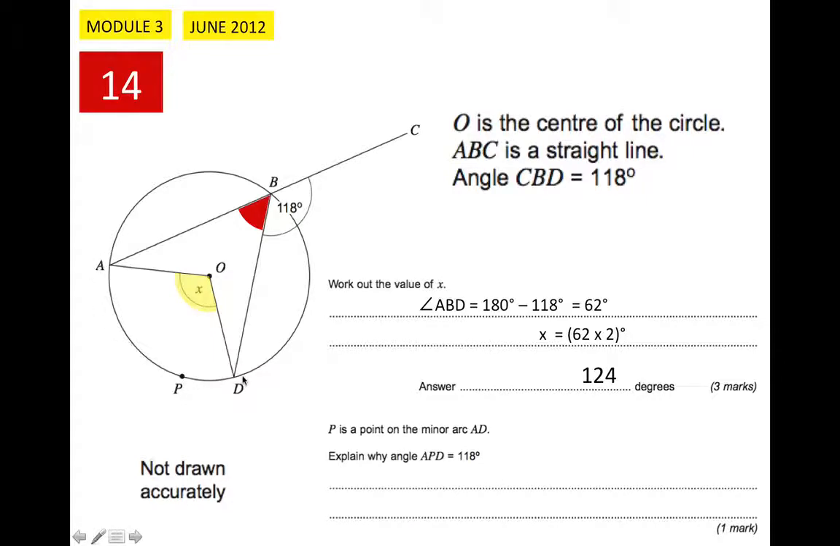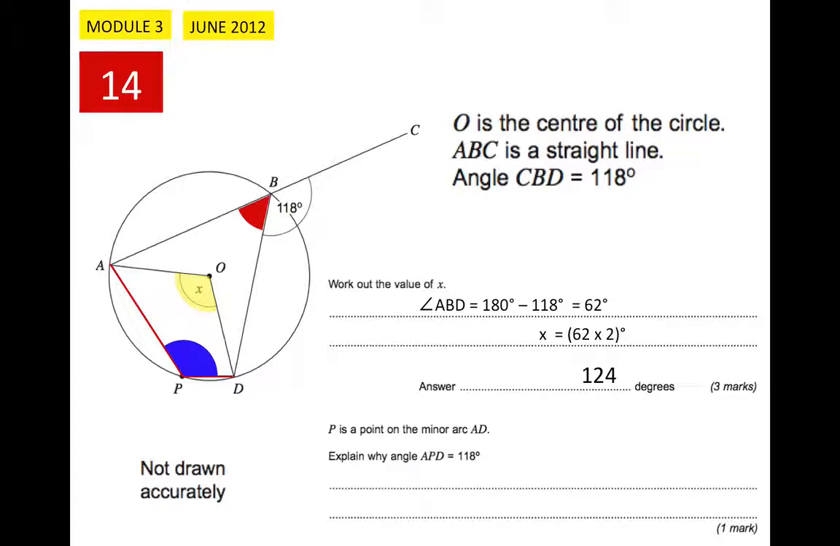Explain why angle APD is 118 degrees. Well, angle APD is the angle that you get from A going to P and then to D. So that one that I've marked in blue there. And it's asking us to explain why that in blue is 118 degrees.